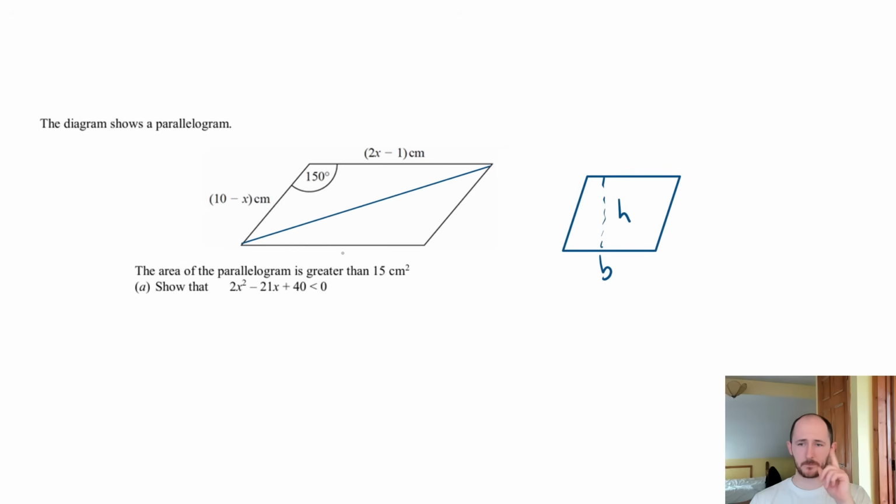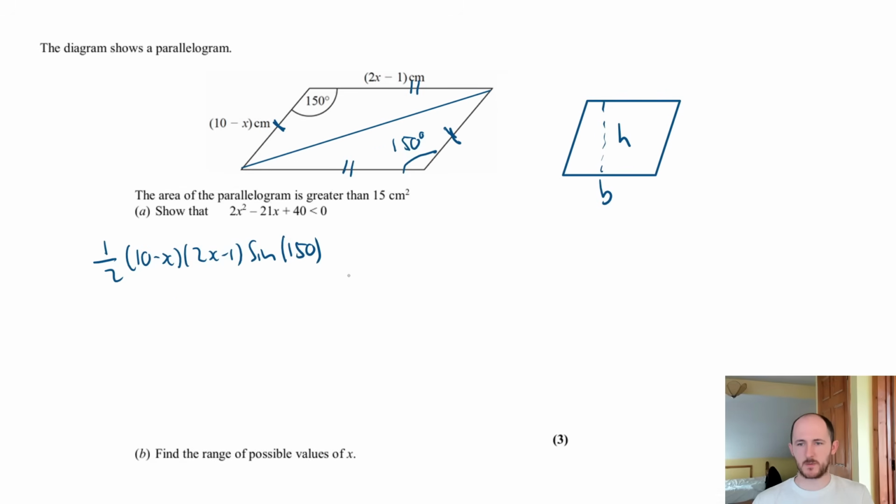The reason why this works is because in a parallelogram, the opposite sides are equal to each other, like this. And that also means that the angles are equal to each other. So in other words, these are 2 congruent triangles. They're identical. So we're going to use a similar technique to what we did before. We're going to say a half AB sine C, so a half times 10 minus x, 2x minus 1, sine of 150, and it says it must be greater than 15 centimeters squared. Then all we're going to do is expand and simplify and show that it can be written in this form. So what is sine 150?